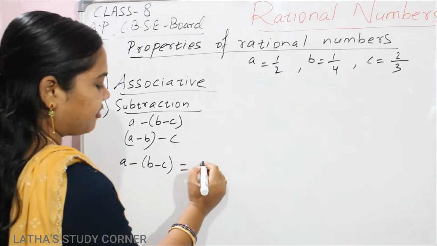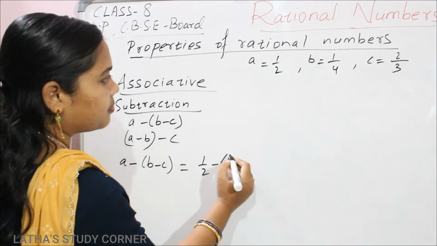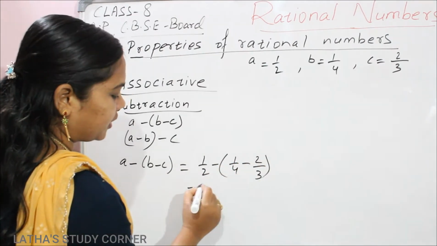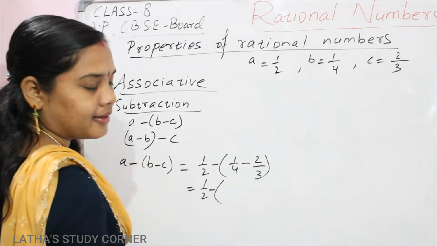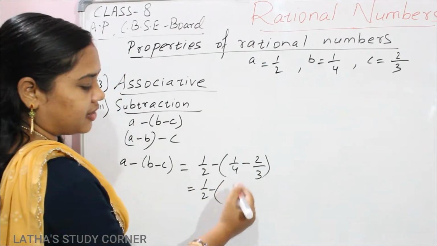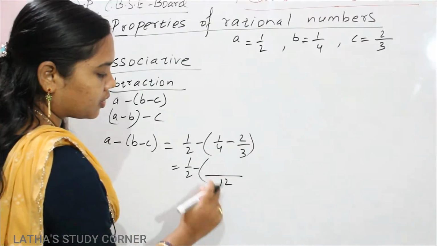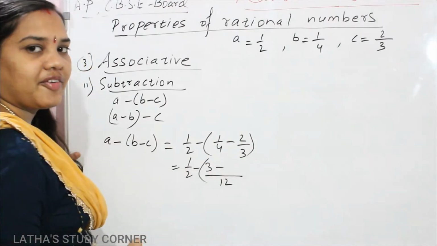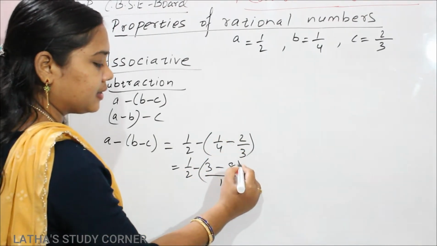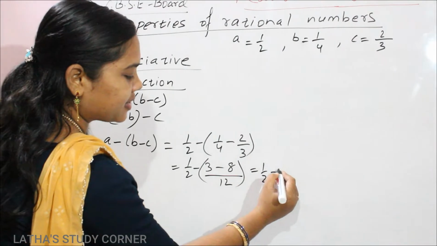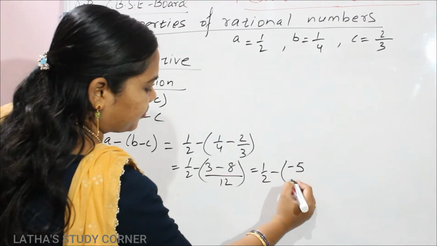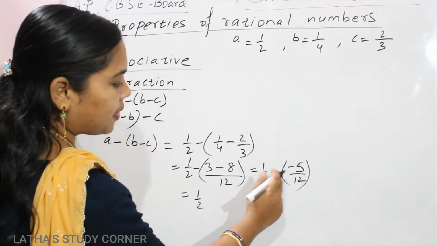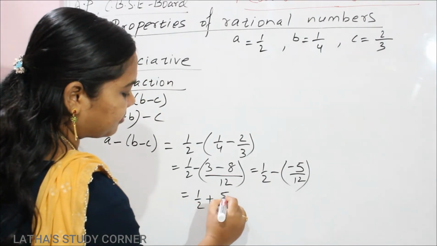So what is A? 1 by 2 minus, B is 1 by 4 minus 2 by 3. So calculate under the bracket. First we have to calculate the LCM of 4 and 3, 12. 12 by 4, 3 into 1, 3, minus 12 by 3, 4 into 2, 8. So it is 1 by 2 minus (3 minus 8), minus 5 by 12. So it is 1 by 2 minus into minus, plus 5 by 12.